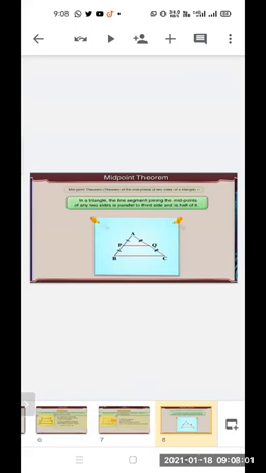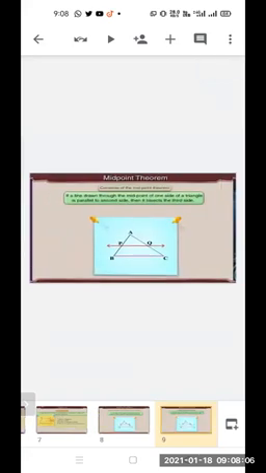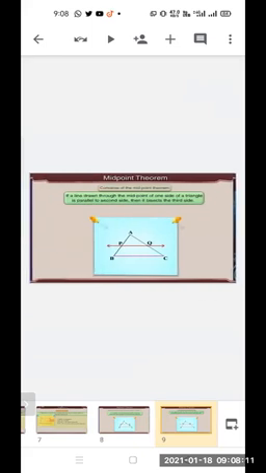After that we have discussed the converse of the midpoint theorem. What does converse mean, children? Opposite of that. So what is it? If a line drawn through the midpoint of one side of a triangle is parallel to the second side, then it bisects the third side.